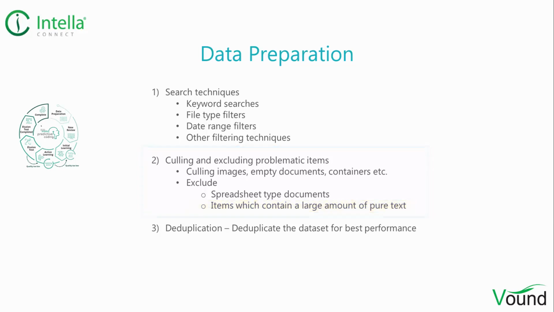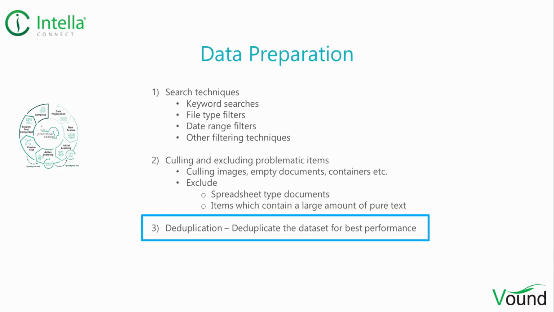The third part is in relation to the deduplication. Deduplication should also be performed when preparing the data so that the predictive coding engine does not have to compare the text in all duplicates. This will greatly improve performance. The user can go back and tag the duplicates accordingly once the predictive coding process is complete.